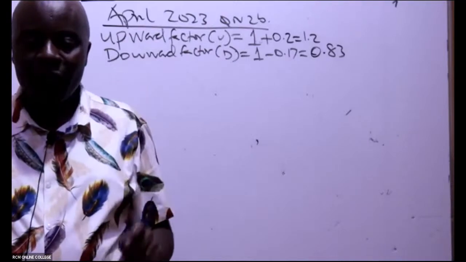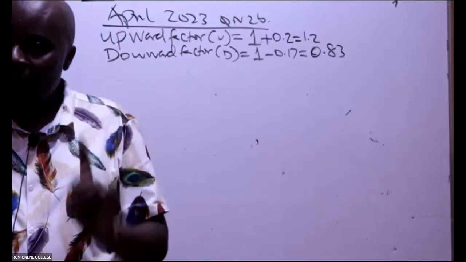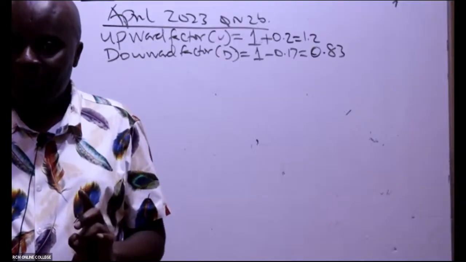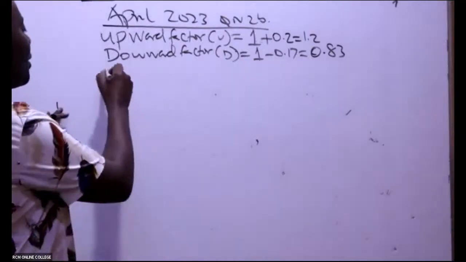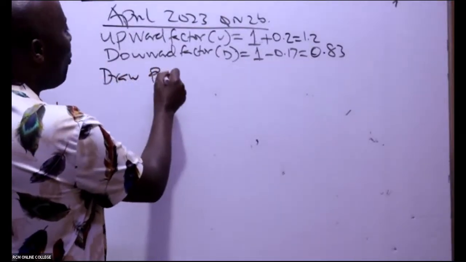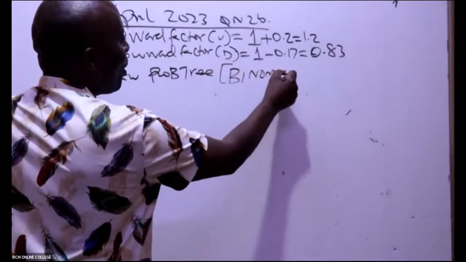So that is the first thing that you need to do. That is step number 1. Get the upward factor and the downward factor. From there, ladies and gentlemen, draw a probability tree. Draw a probability tree, which basically is a binomial.